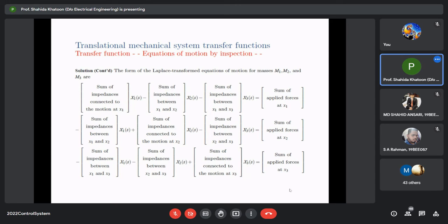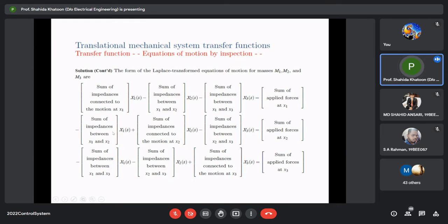Since we have 3 degrees of freedom, 3 masses, m1, m2 and m3, you will have 3 variables here. Sum of impedances connected to the motion at x1, minus sum of impedances connected between x1 and x2, minus sum of impedances connected between x1 and x3.